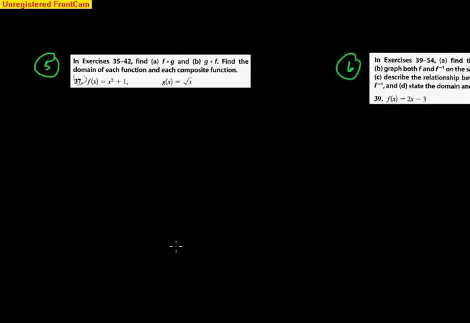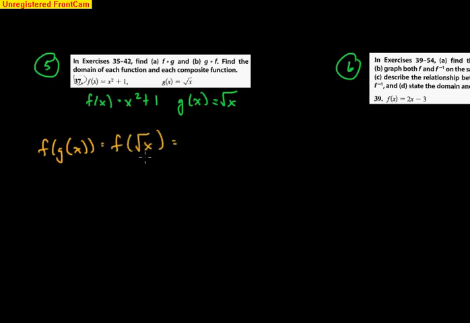5. Composition of functions. We're going to do both compositions and find the domain of each one. All right. So we'll start with f. I'll copy them down in case you can't see them. So f of x is x squared plus 1. g of x is the square root of x. So let's start with, we'll do it in red, f of g of x. That is f of the square root of x. That means we put the square root of x wherever I see x in f. The square root of x, squared, plus 1. And that'll simplify to x plus 1.